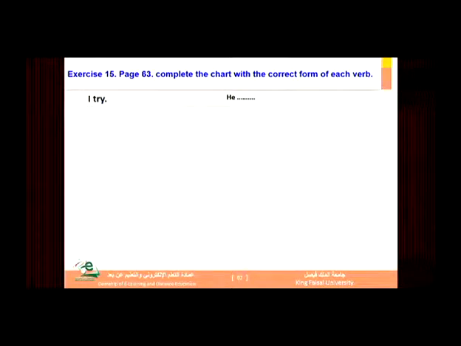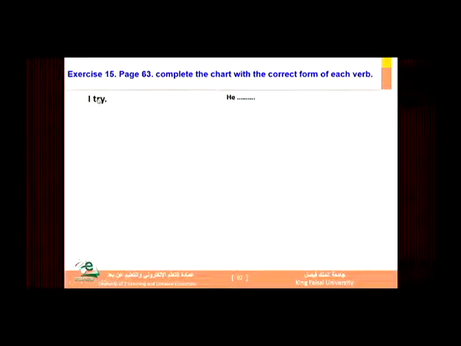Now this is an exercise on page number 63. This is exercise number 15, which shows the difference between the endings of the verb. It says complete the chart with the correct form of the verb. Look at what we have here. We have the verb try. We look at this verb, it ends with Y, and the letter before the Y is an R.